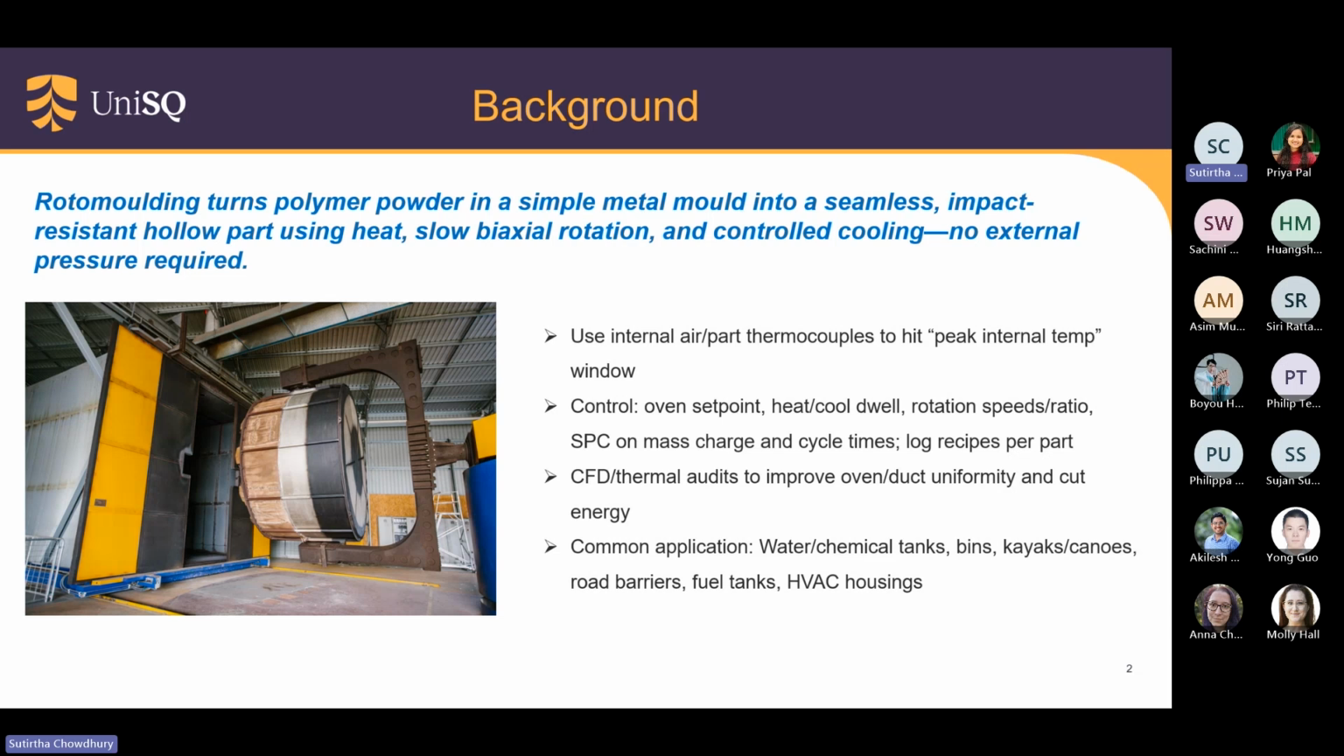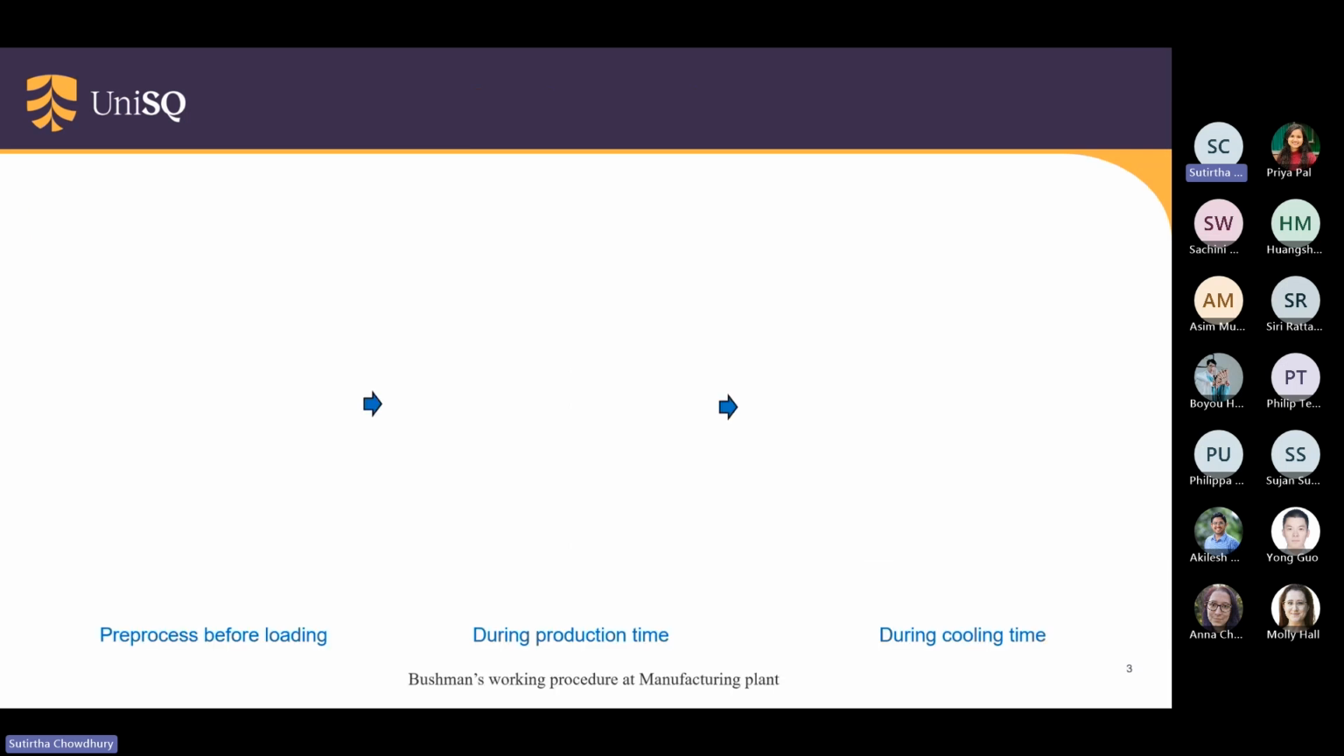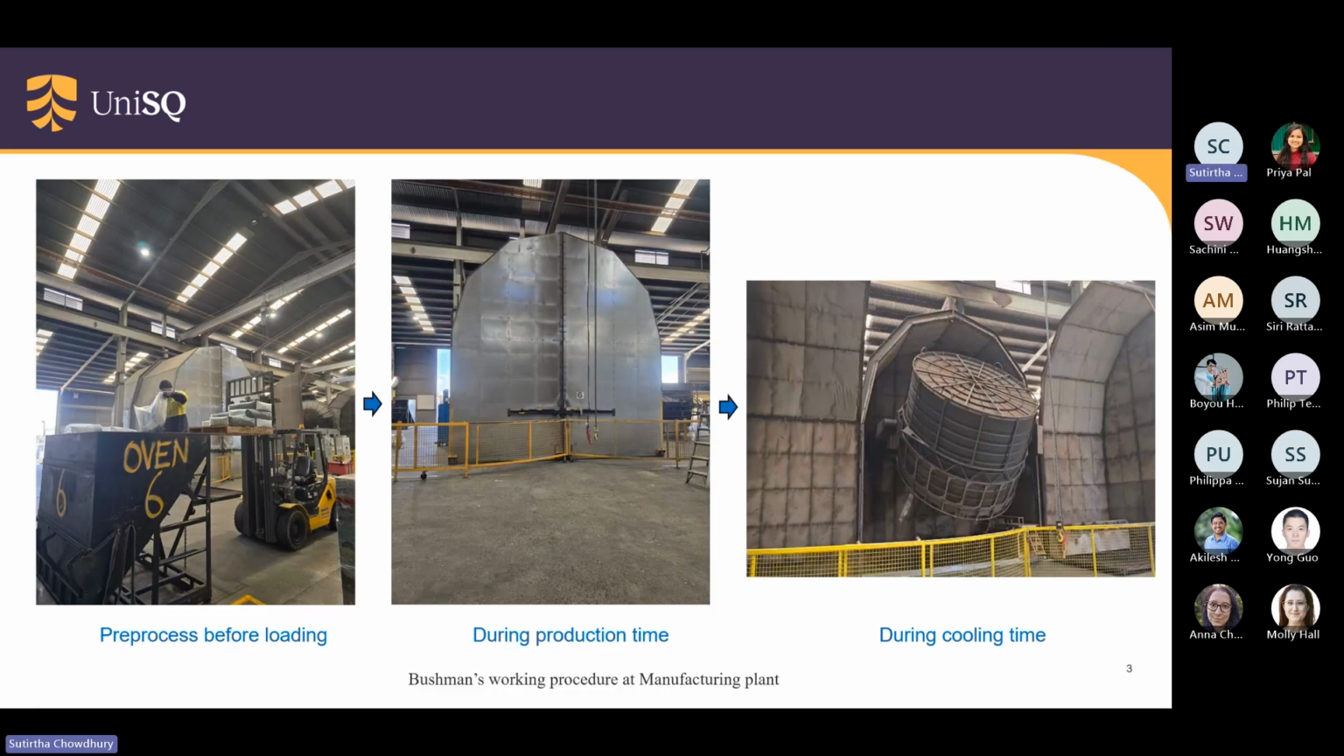The most common applications of this process are water or chemical tanks. Bins are also made by this process. Kayaks, road barriers, fuel tanks, and HVAC housings are also made. So nowadays I'm doing my HDR internship in Bushman Tanks. So I'm fortunate to see their whole process by myself.